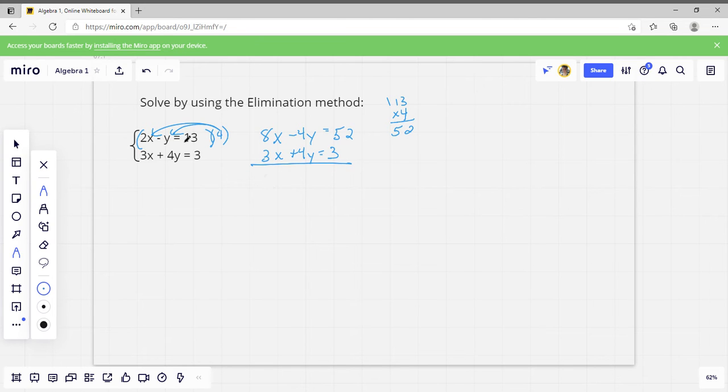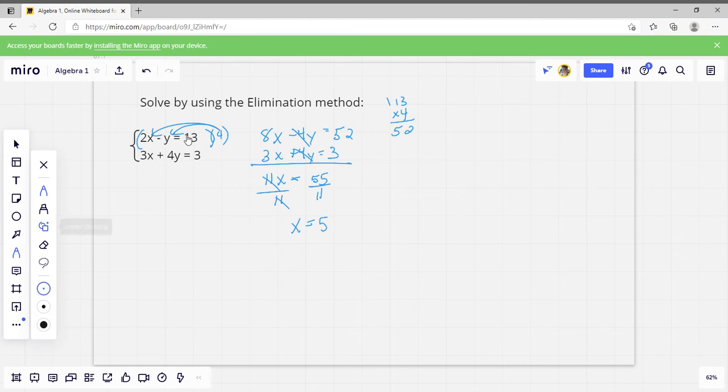8 and 3 would be 11x. These cancel, equals 55. Divide by 11, and you get x equals 5.